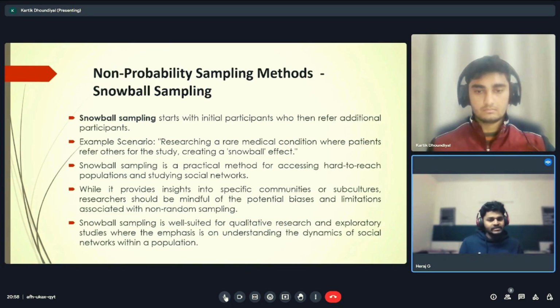While it provides insights into specific communities or subcultures, researchers again should be mindful of the potential biases and limitations associated with non-random sampling. Snowball sampling is well suited for qualitative research, the same as purposive sampling, and exploratory studies where the emphasis is on understanding the dynamics of social networks within a population.